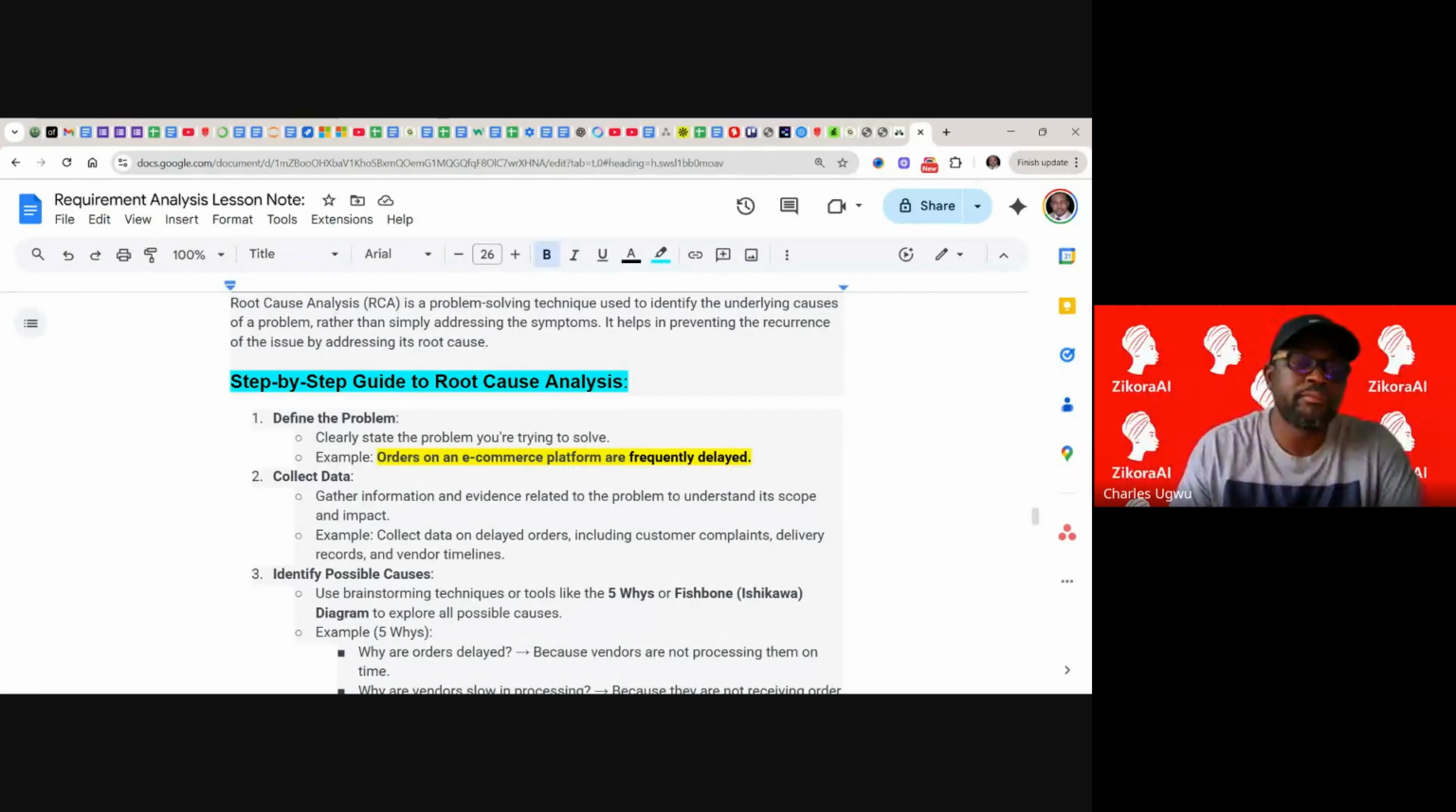Example, orders on an e-commerce platform are frequently delayed. This is a delay. Business and delay do not go hand in hand. When somebody brings out their money to patronize you, the person demands a better service.